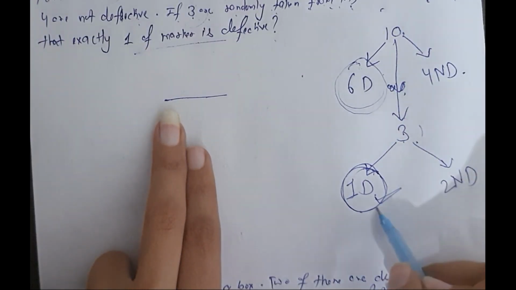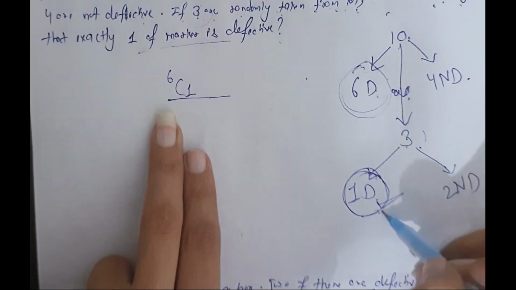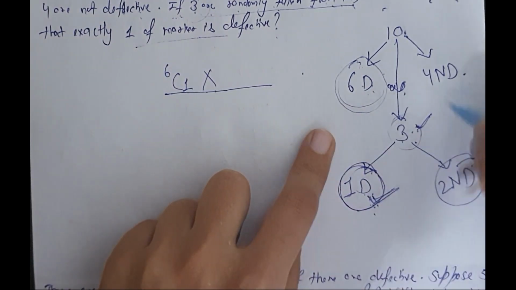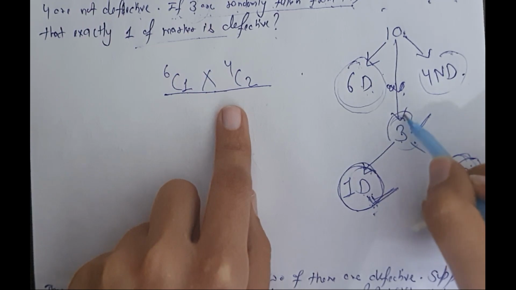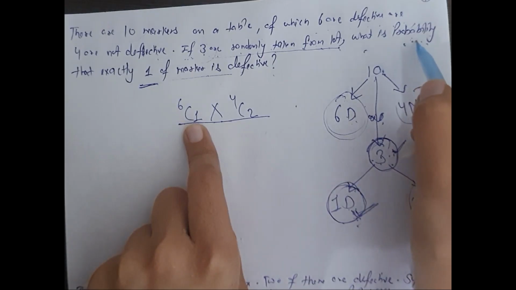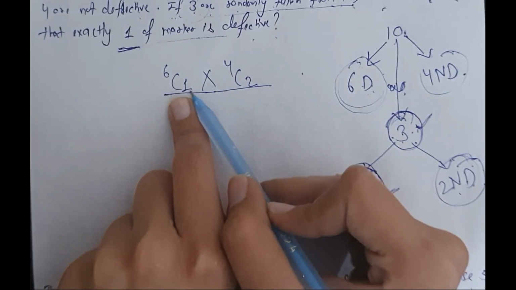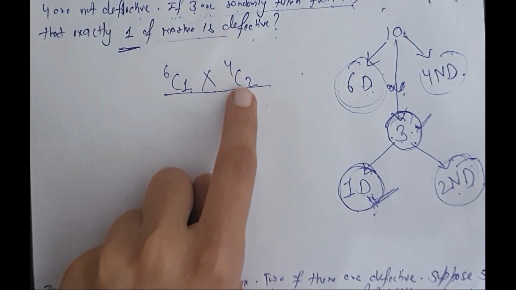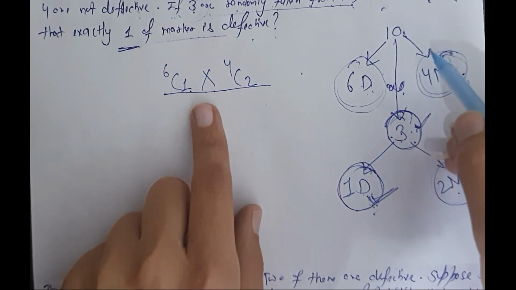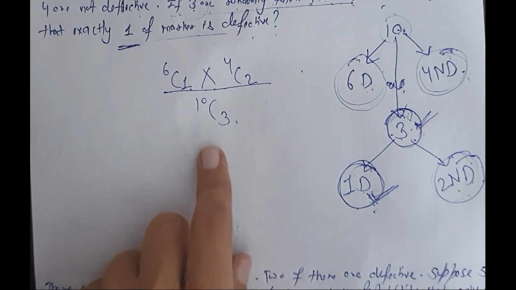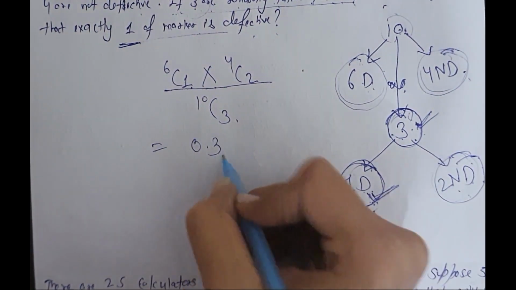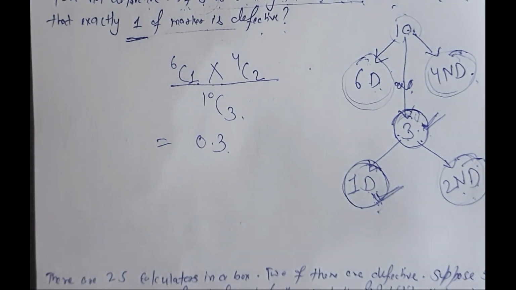From 6 we have to choose only one marker that is defective, 6C1. As we have to choose 3, 1 is defective, 2 are not defective. From total 4 not defective markers, we choose 2, that is 4C2. And total number of markers are 10 and we have to choose 3 from total, that is 10C3. Now solve it and you will get your answer. Answer will be 0.3. If you are not clear with this, then don't worry, we will practice more questions based on this.